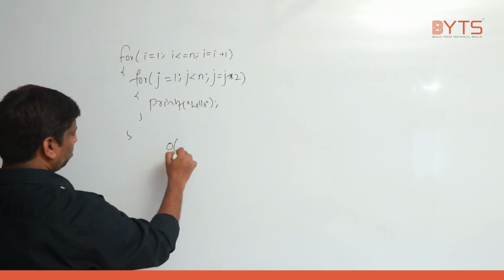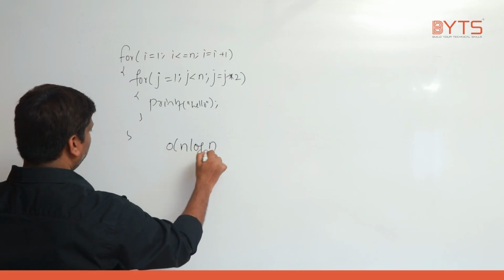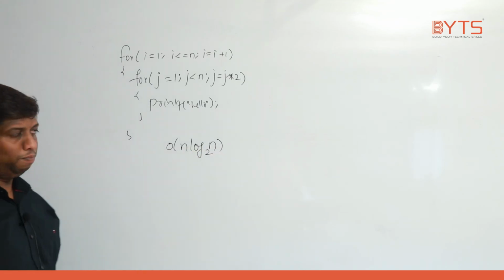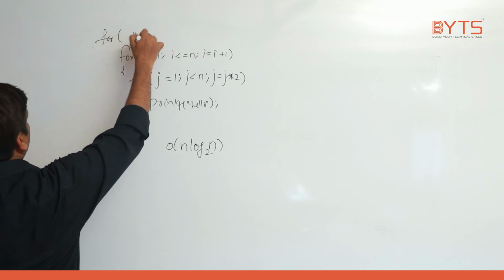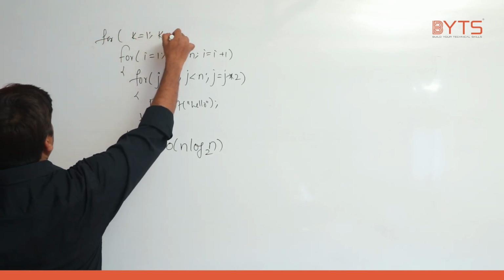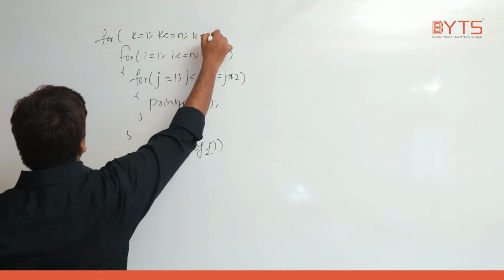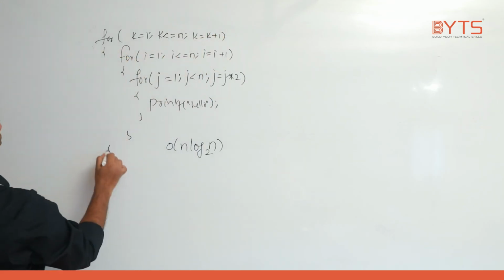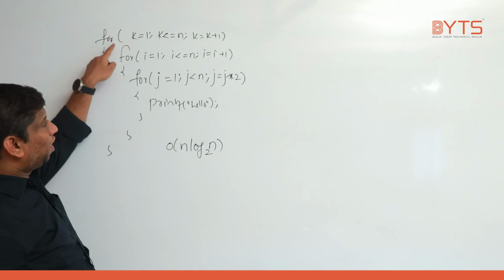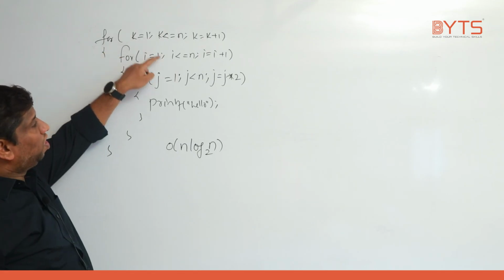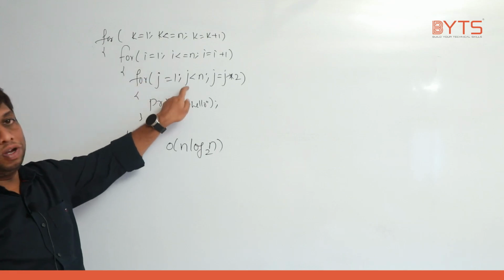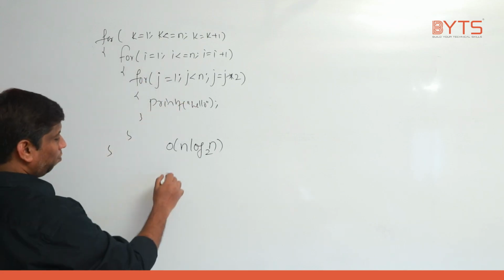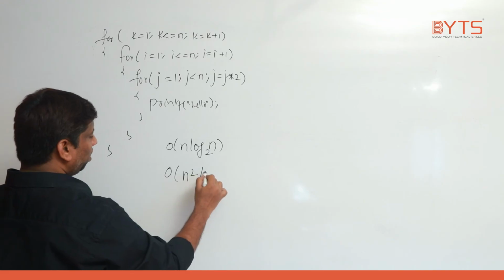So what will be the time complexity of this one? n into log n base 2. Let us take there is another loop here: for k is equal to 1, k less than or equal to n, k is equal to k plus 1. We already know this loop will repeat n times, this loop will repeat n times. So n into n gives n square. n square times I need to repeat how many times? Log n. So what will be the time complexity of this one? O of n square log n.